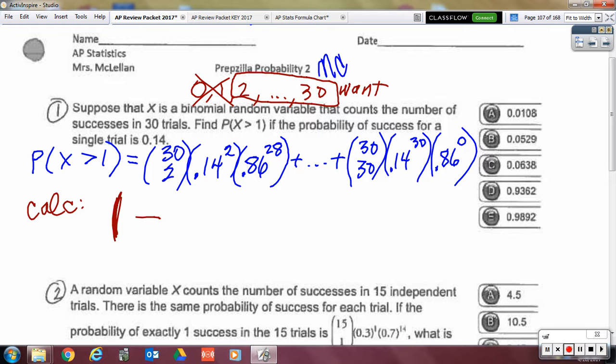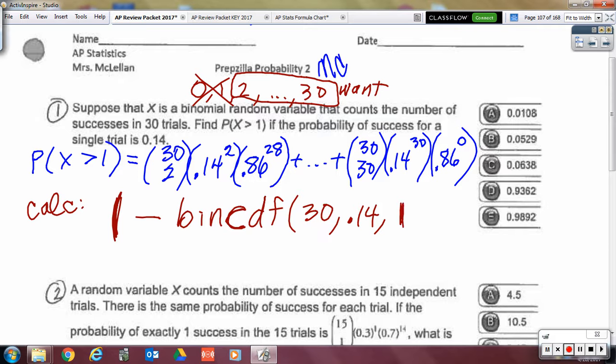So it's everything, take away binomial CDF of 30, comma, 0.14, comma, what am I taking off? What number goes here? 1 or 2? 1. If you put a 2 there, you've taken off too much. Okay, so running that in your calculator, it's under second VARS. You go down to where the norm CDF stuff is, but you go all the way to the bottom. That should come out to that number right there.